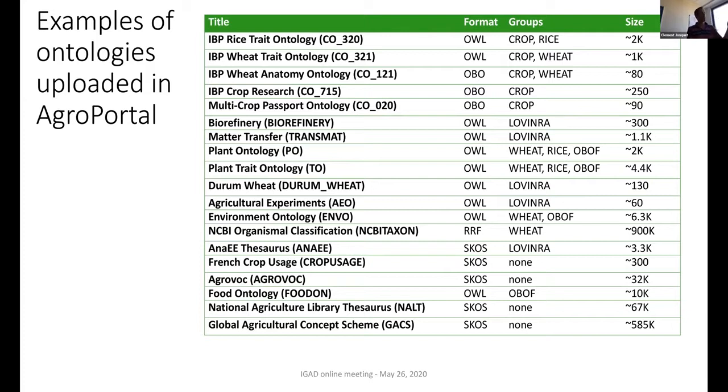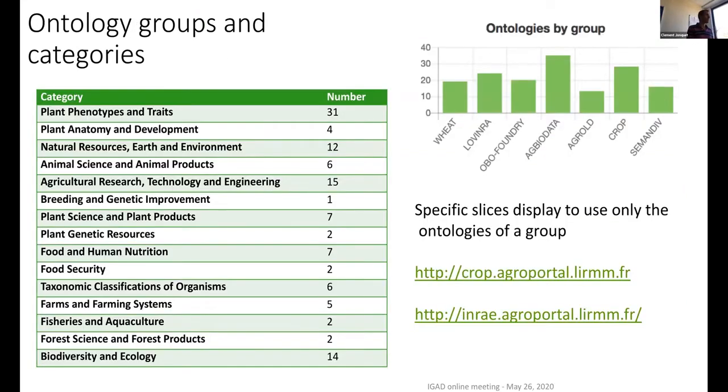They go from different trait dictionaries or from the crop ontology project, for example, but they also include reference taxonomies like the NCBI organism classification, the INRAE thesaurus or the AgroVoc thesaurus, those reference thesauri developed by reference organizations. We maintain this environment with a specific focus on agriculture and agronomy.